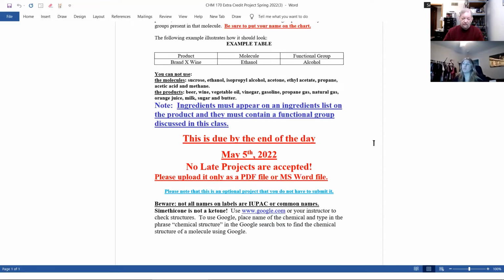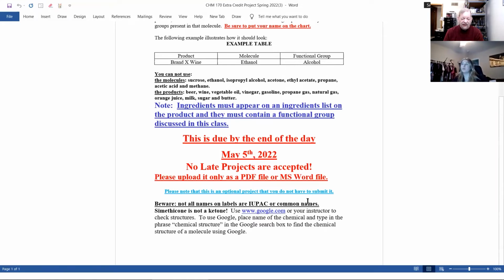All right, now beware. Not all names on labels are IUPAC or common names. Some of them are marketing names, and some of them you're not familiar with. Simethicone, ooh, O-N-E ending, Dr. White told us that's a ketone. No, that's a silicone compound. Like I said, not all names are IUPAC or common names.